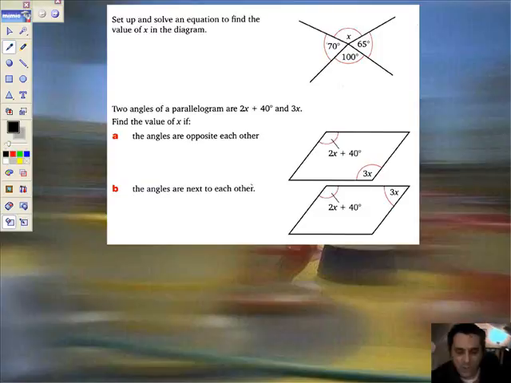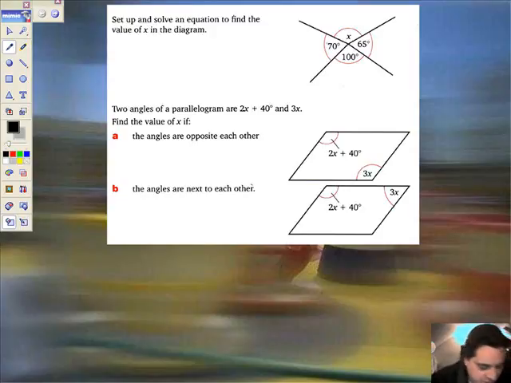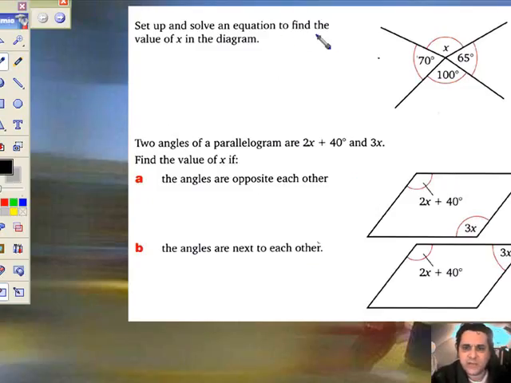Got section 6.1 on page 83. This is equations, but in context, as you can see, we've got some shapes, a couple of angles. Instead of working out simple equations like in question 1 with no storyline behind them, we jump straight into question 2. It says set up and solve an equation to find the value of x in the diagram.